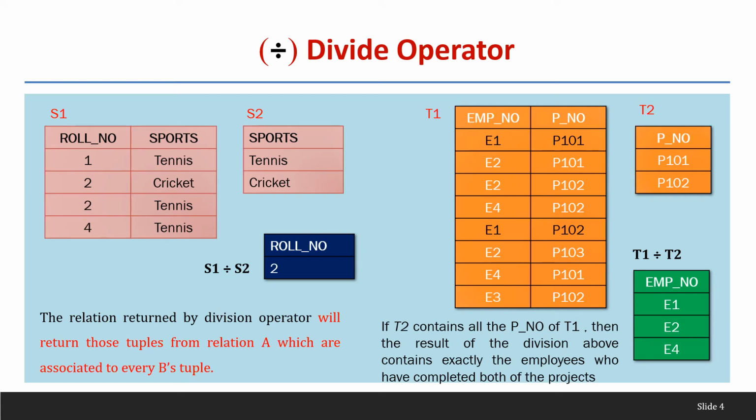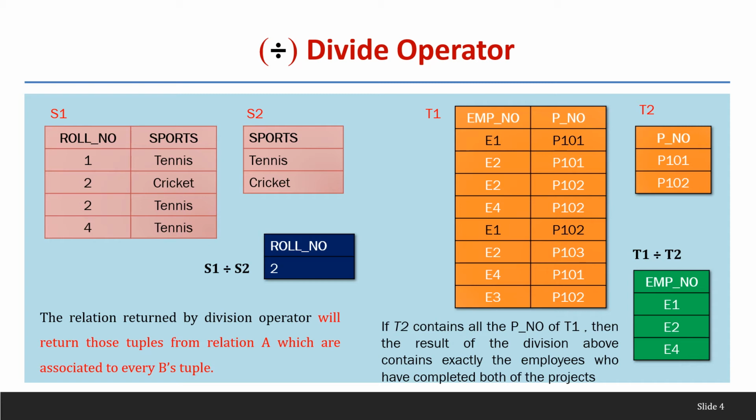completed both the projects. When we look into that, the first row says that E1 completed P101, and the fifth row also says that E1 completed the project P102. We can find that E1 is completing both the projects. So the first tuple in the resultant relation is E1.